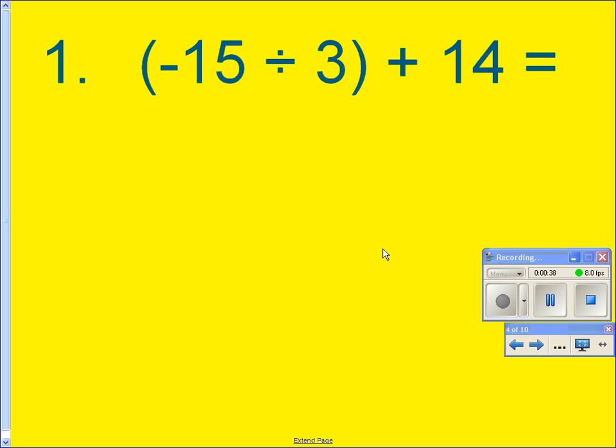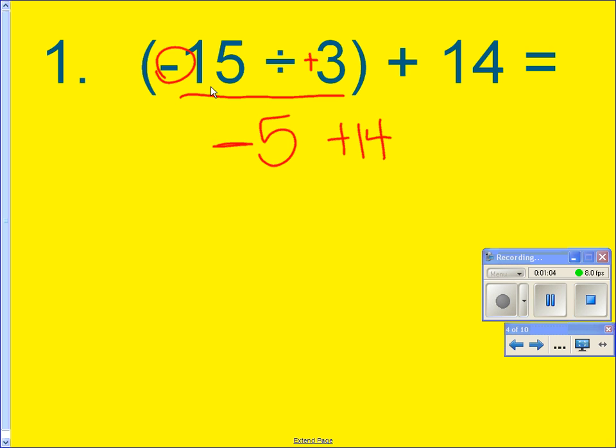Okay, our first example, we have negative 15 divided by 3 plus 14. So we're going to start in the parentheses with negative 15 divided by 3. Since these are different signs, we have a negative here and there's an imaginary plus, this is going to be a negative answer, and 15 divided by 3 is 5. Then we're going to bring everything down.